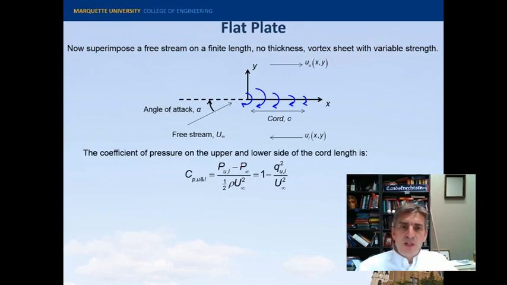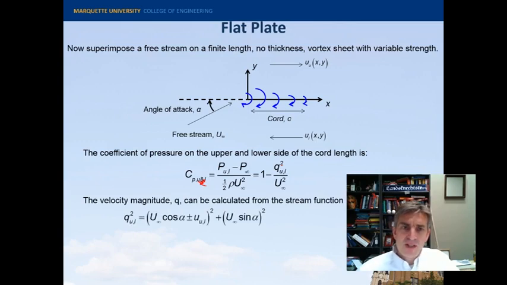And the coefficient of pressure on the upper and lower, that's what this U and L means, upper and lower. The coefficient of pressure for the upper and lower is the pressure along the upper and lower sheet minus P infinity, the far field pressure, divided by the dynamic pressure of the far field. So that's our standard definition of coefficient of pressure. And then we showed not so long ago that this is related to 1 minus the magnitude of the velocity at the upper and lower portion of the sheet divided by the free stream velocity.